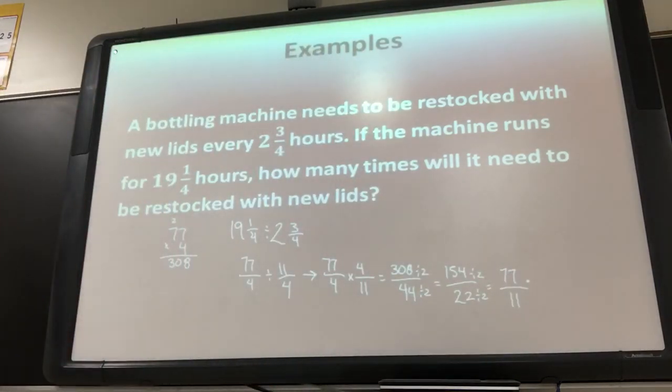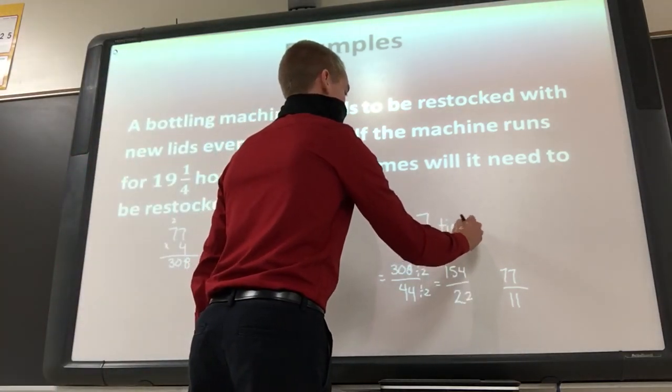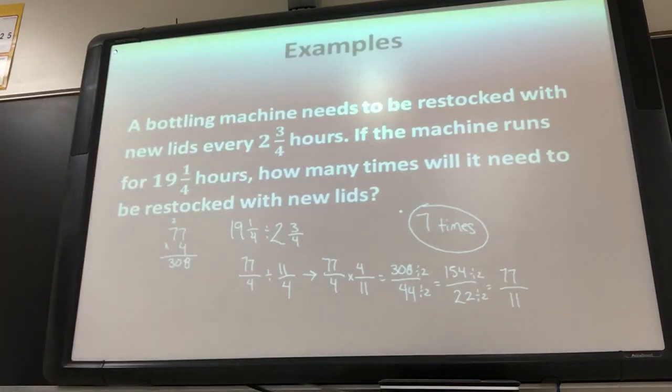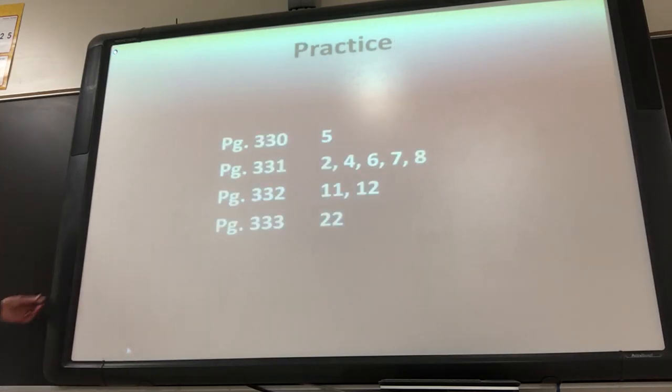Okay, I think we can finish up from here. What's 77 divided by 11? There you go. So it's going to need to be restocked 7 times. Questions? Good. All right. We got some problems to be working on then.